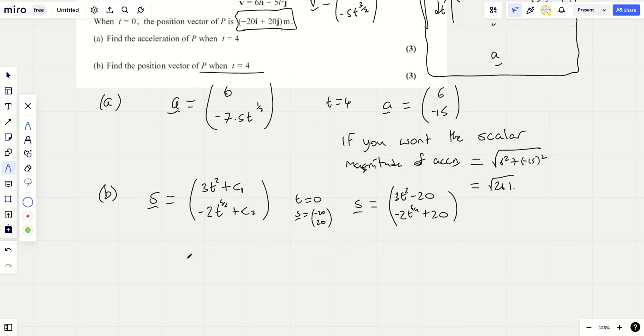We've got to find the position vector when t is 4. So at t is 4, where is s? Well, we're going to have 4 squared, 16 times 3 is 48, minus 20 is 28. Root 4 is 2, to the power of 5 is 32, times by minus 2 is minus 64, plus 20 is minus 44, and that is the position vector at t equals 4.